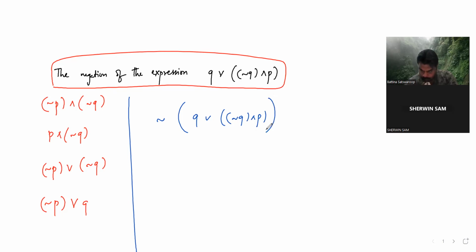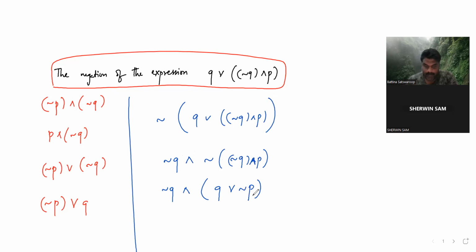You agree with me on this? Yes, sir. Now sending negation inside, this will become negation of Q and negation of P. Correct, sir? This is what you are going to get. That means negation of Q, and negation going inside, this will become Q. Negation going inside, OR will become AND. Negation going inside, it will become negation of P.